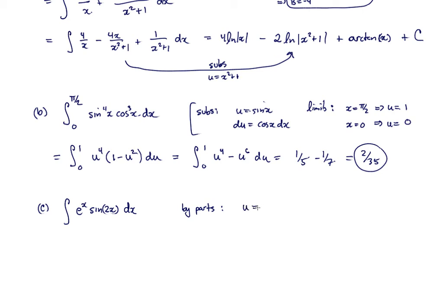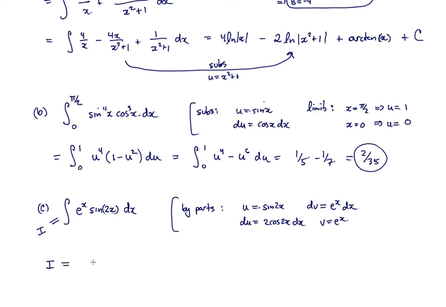We take u and dv. So u is going to be the thing we're going to differentiate. dv is the thing we're going to anti-differentiate. Since the exponential function is really easy to anti-differentiate, I'm going to take that to be dv. And u is sine 2x. So du is 2 cos 2x dx. And v is e to the x. And now, in what follows, I'm going to let I denote that integral.